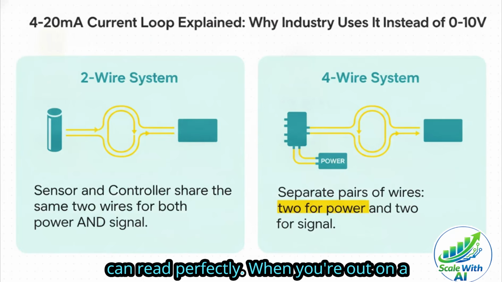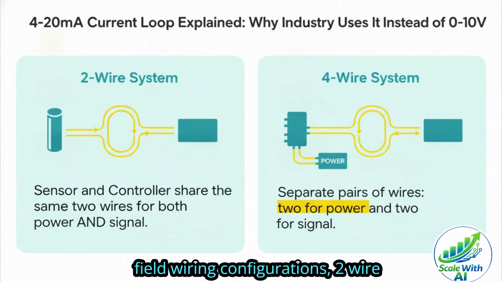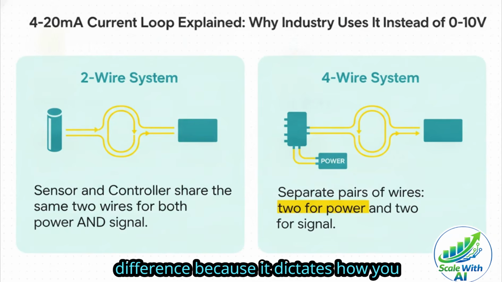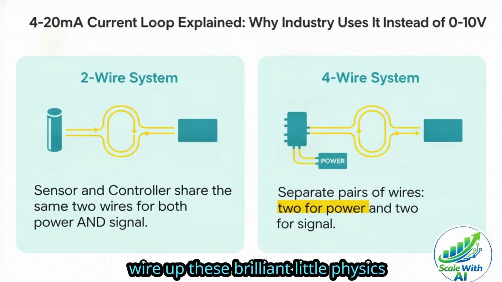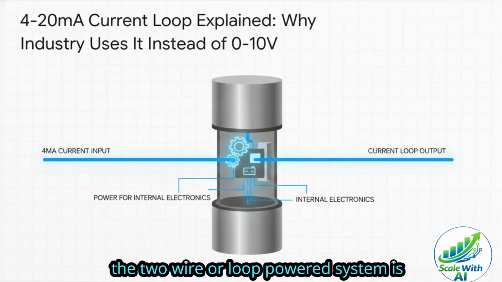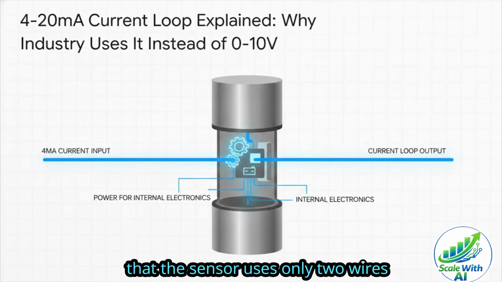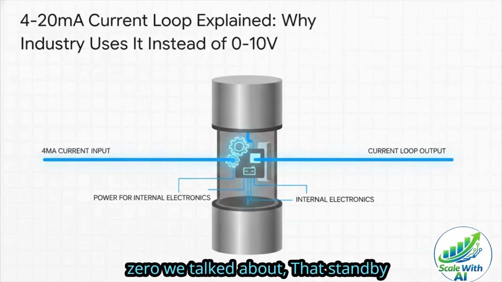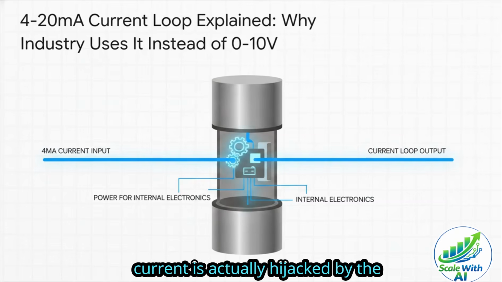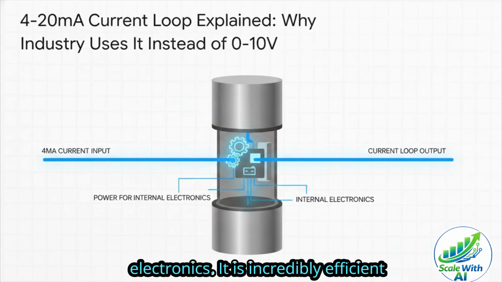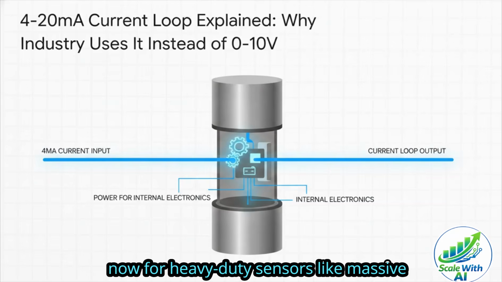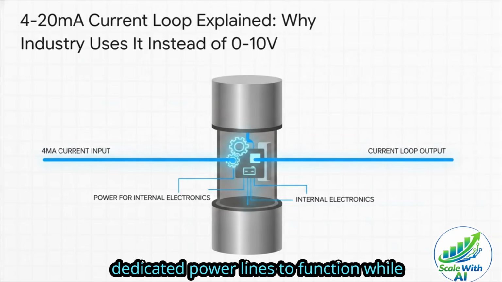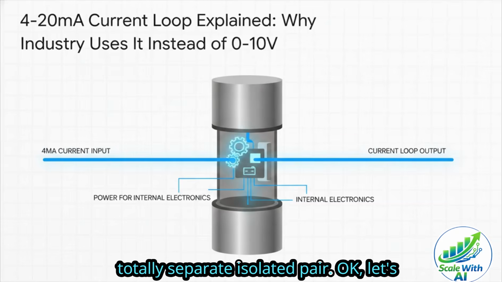When you're out on a job site, you'll generally encounter two field wiring configurations: 2-wire systems and 4-wire systems. It's actually really important to know the difference because it dictates how you wire up these brilliant little physics engines. The sheer engineering genius of the 2-wire or loop-powered system is that the sensor uses only 2 wires total. How is that possible? Well, because that minimum 4 milliamp live zero we talked about, that standby current, is actually hijacked by the transmitter to power its own internal electronics. It is incredibly efficient. Now, for heavy-duty sensors like massive magnetic flow meters, they require a 4-wire system because they need separate, dedicated power lines to function while outputting the current signal on a totally separate, isolated pair.